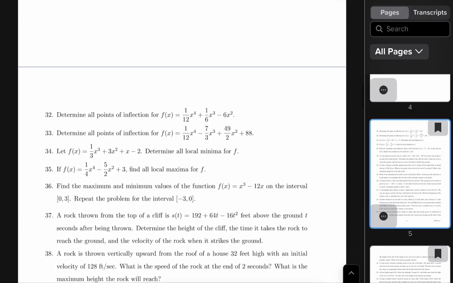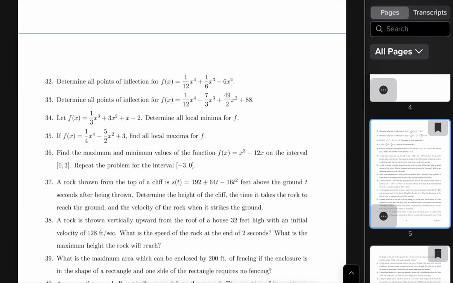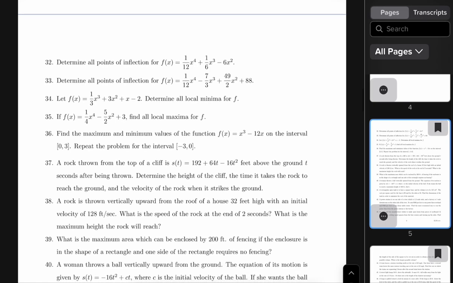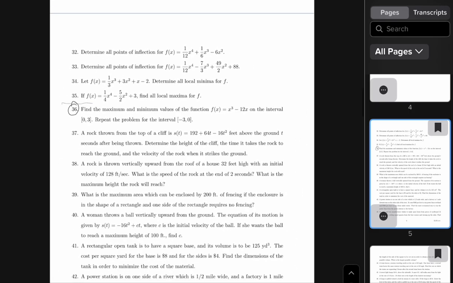Okay. So everybody, let's go to 36. See how it's find the absolute maximum on an interval. There is one like that on the test, where I've asked you to find the maximum on an interval.